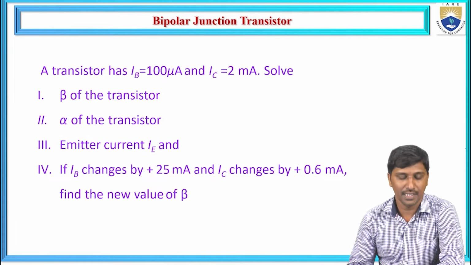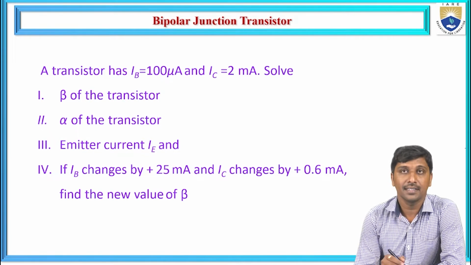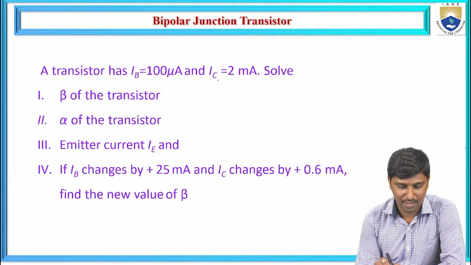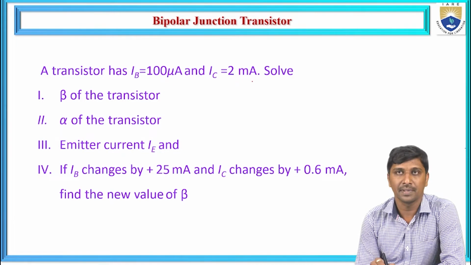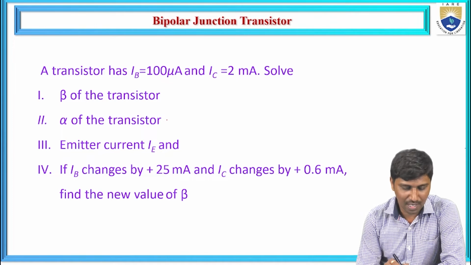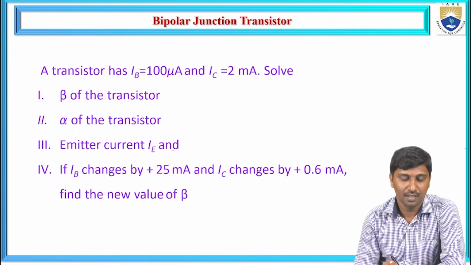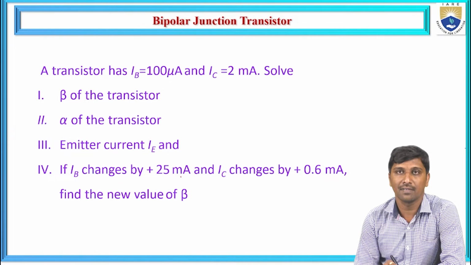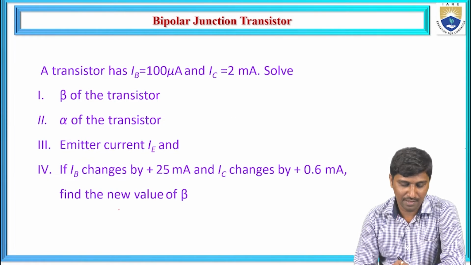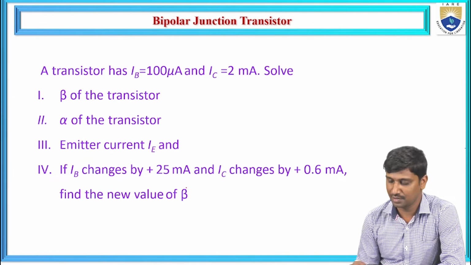So, the first question is: a transistor has IB is 100 microamperes and IC is 2 milliamperes. Solve beta of the transistor, alpha of the transistor, emitter current IE, and if IB changes by plus 25 milliamperes and IC changes by 0.6 milliamperes, find the new value of beta.